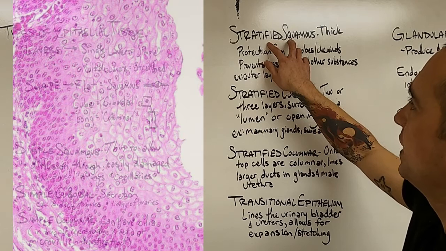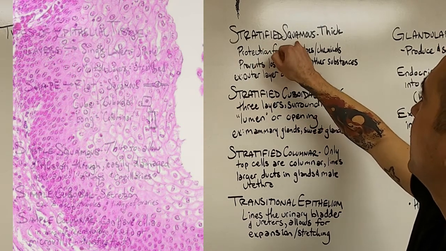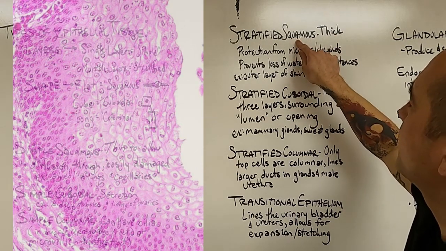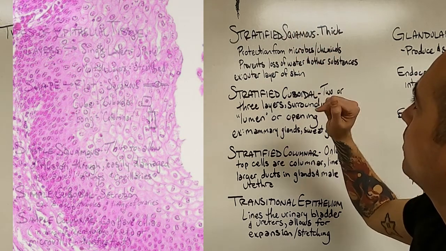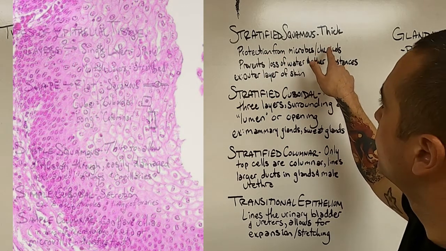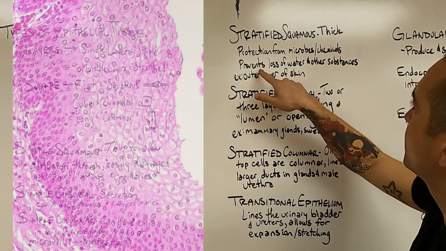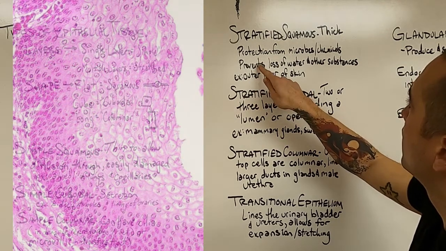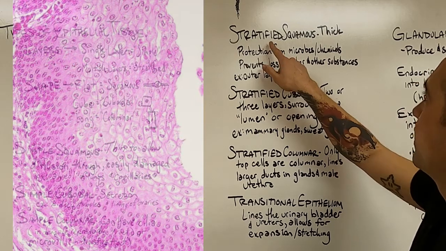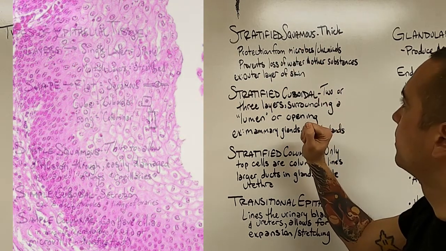Stratified squamous means that it's multiple layers of those flat cells. And this is the thickest epithelial tissue, even though these are flat cells, because there can be so many of them. They specialize in protection from microbes or chemicals, but also because it's so thick and it's waterproof, it would prevent loss of water and other substances. The outer layer of skin is stratified squamous epithelium.